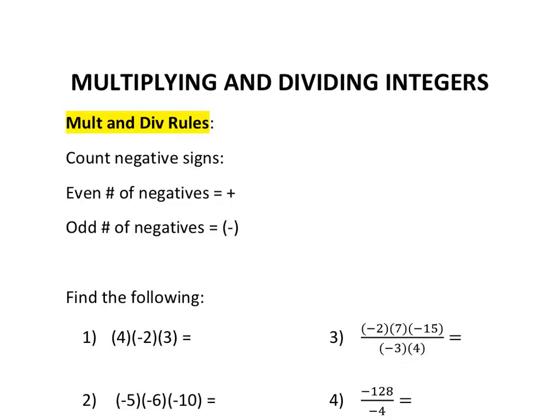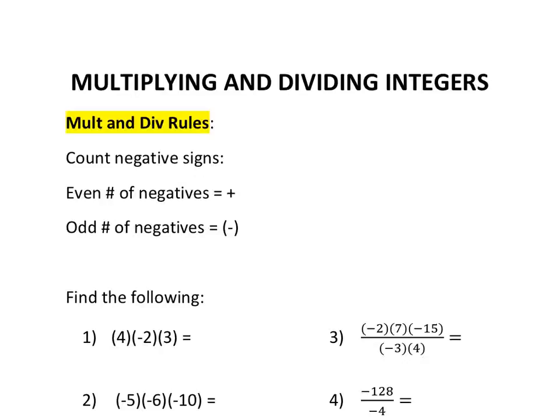So today we're going to talk about multiplying and dividing integers. There is really only one rule for multiplying and dividing integers, and that's really to count your negatives. You're going to multiply and divide as normal, but you're going to count those negatives. If you have an even number of negatives, your result will be positive.